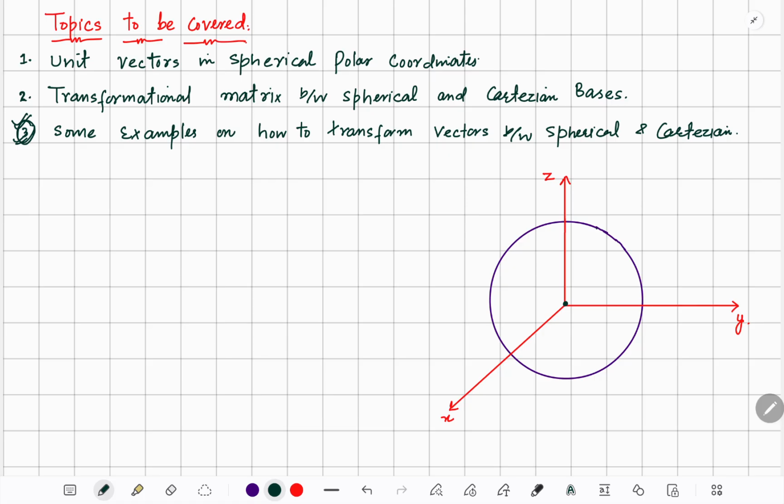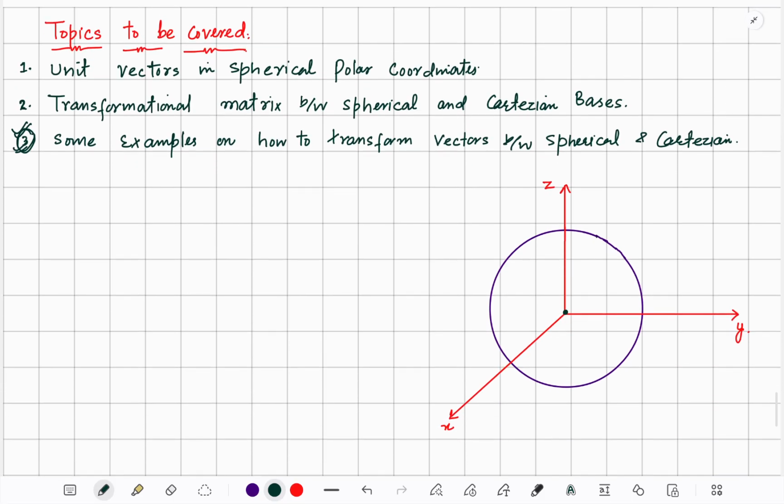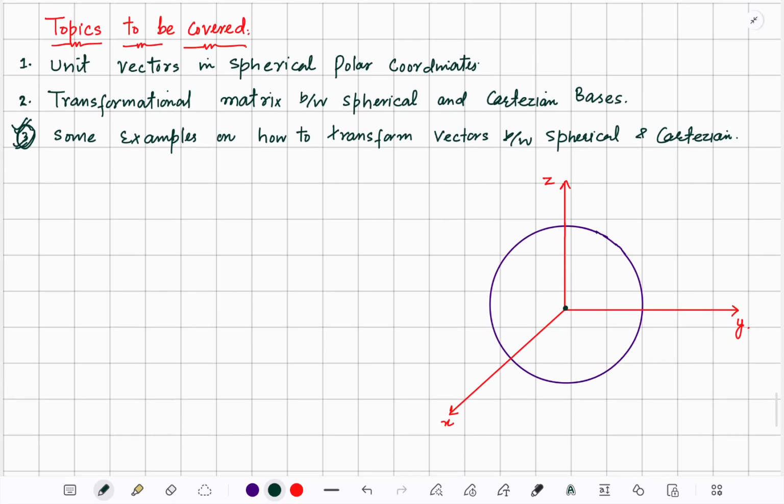So I have made here a sphere and some axes: the x-axis, y-axis, and z-axis. They are conventional Cartesian coordinate axes, and this sphere is a spherical shape on which we are going to use the spherical polar coordinate system. We cannot define the spherical polar coordinate system without defining the Cartesian coordinate system. That's very important. The existence of the spherical coordinate system requires the Cartesian coordinate system.